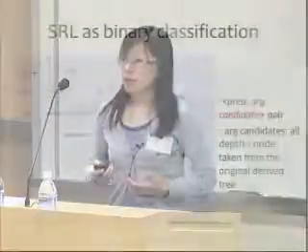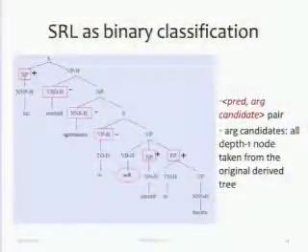So, latent support vector machines. In our setting, an SRL instance is a predicate-argument candidate pair. The argument candidates are all depth-1 nodes taken from the original derived tree. The point here is that all the candidates are collected from the original path tree, so they are independent of the selected LTAG derivation tree.